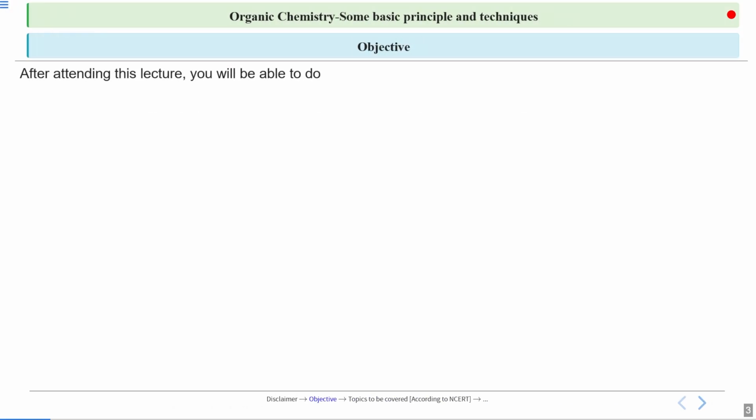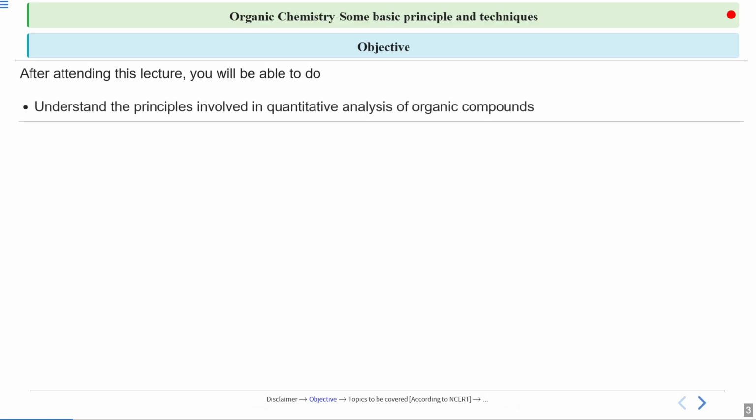Now in this class your objective would be to understand the principle involved in the quantitative analysis of organic compounds. We have already dealt with qualitative analysis, where we were concerned about the type of atoms present in the given organic compound. But in today's class, our objective is to look at the quantity of those atoms present in the given organic compound.